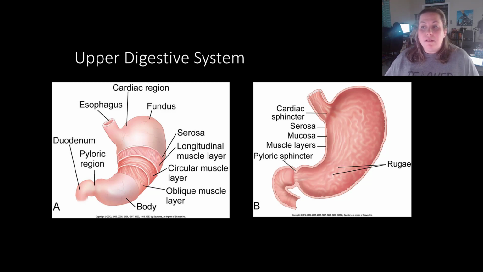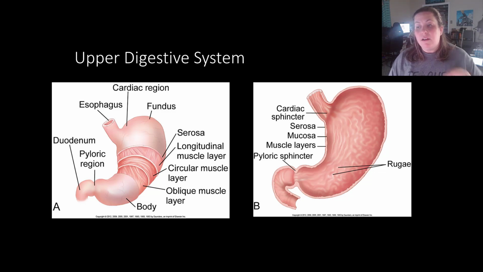Now, there are 3 muscle layers that are present in the stomach. We do see most of the other structures in the digestive system only have 2 muscle layers, but the stomach does have 3. The stomach ends with the pyloric sphincter, which regulates the outflow of the food from the stomach to the duodenum, which is the first part of the intestines.